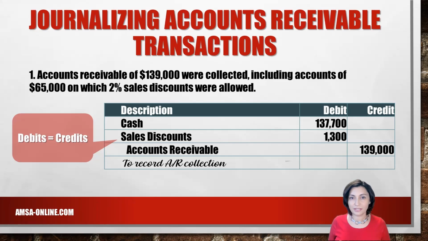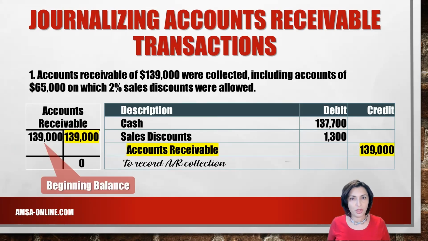Accounts receivable is an asset account and is increased by debit and decreased by credit. Accounts receivable of $139,000 were collected, including accounts of $65,000 on which 2% sales discounts were allowed. Let's start with accounts receivable. When you record a journal entry, remember that debits must always equal credits. Because we know that we collected accounts receivable of $139,000, we need to decrease or credit the accounts receivable account by $139,000.